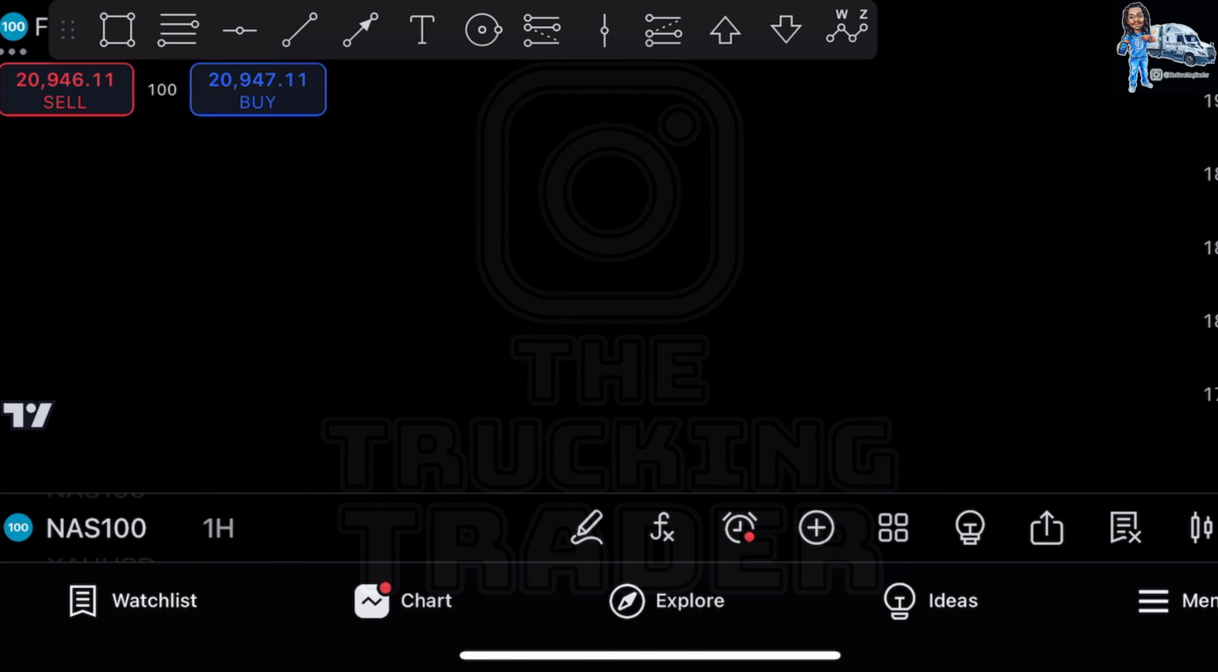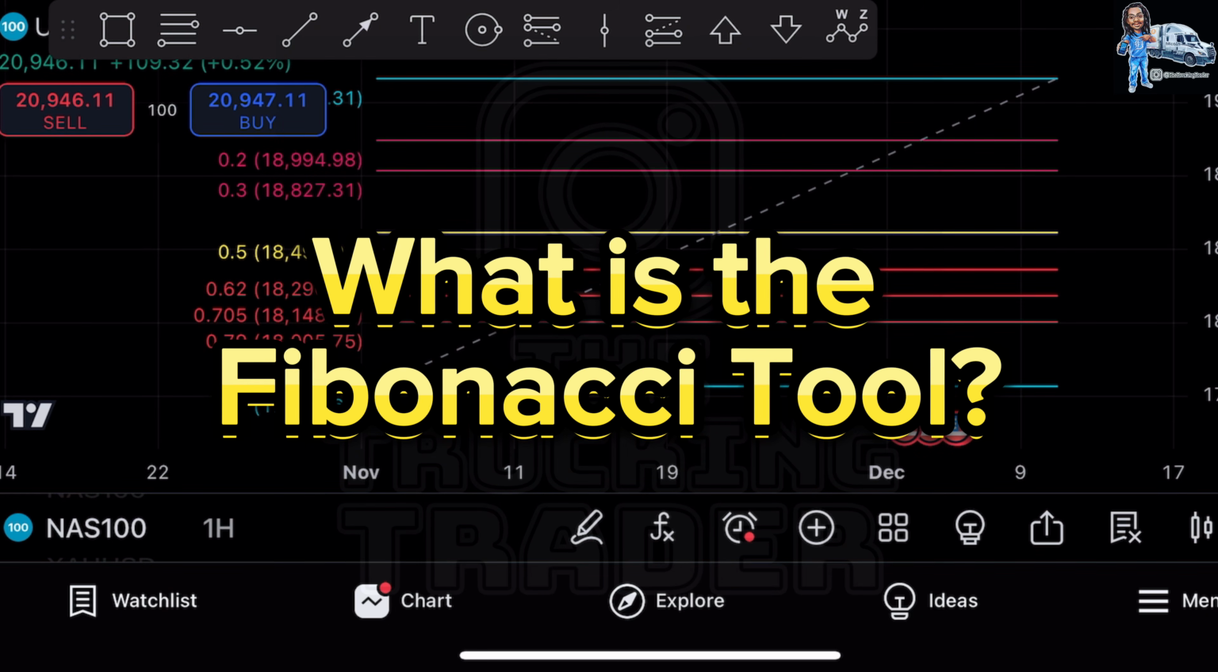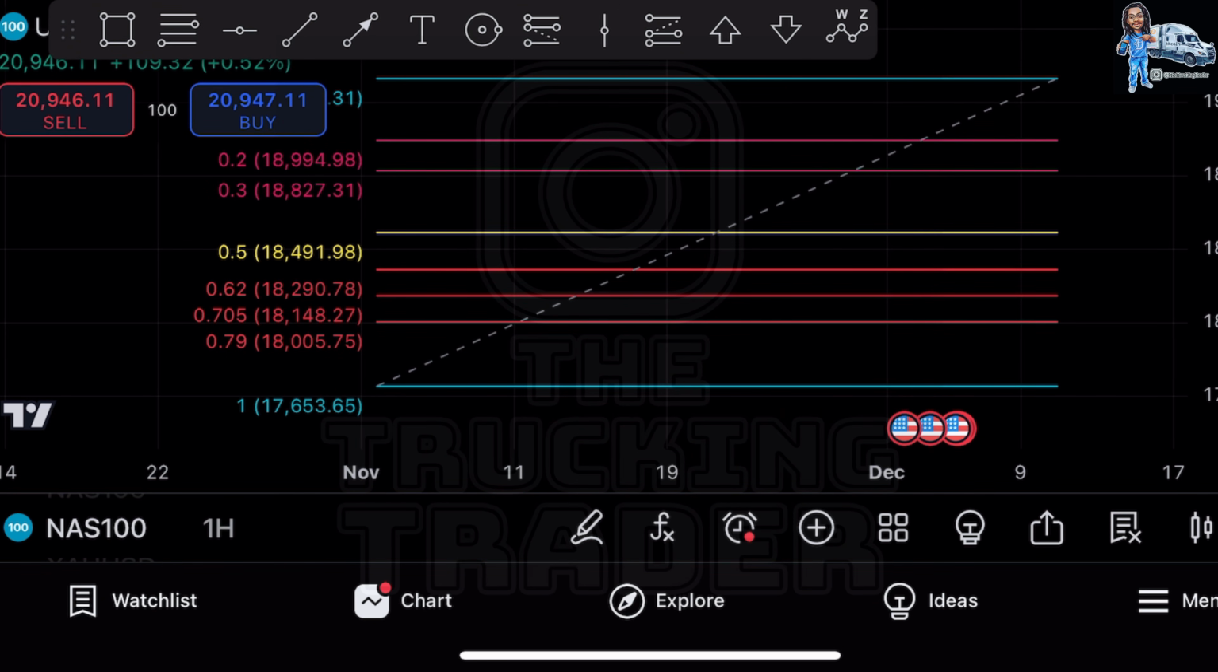All right, so the first thing I want to get into in this video is talking about what is the Fibonacci tool. So the Fibonacci tool is a technical analysis tool used by traders to identify potential levels of support and resistance in the price chart. Okay, so these key levels are typically your 23.6 level, your 38.2, your 50% level, your 61.8 level.